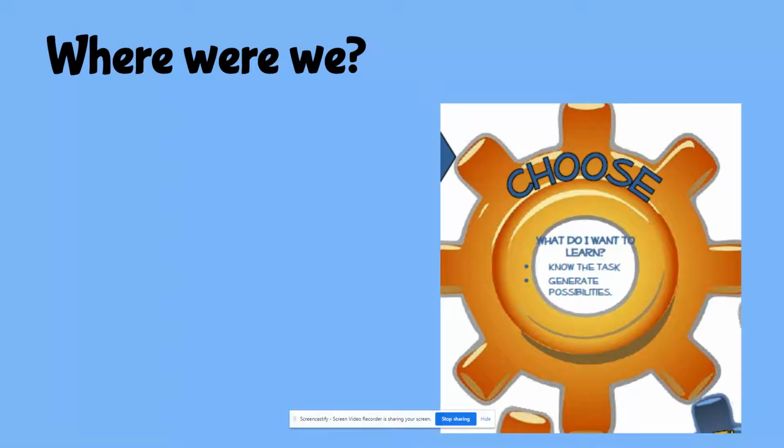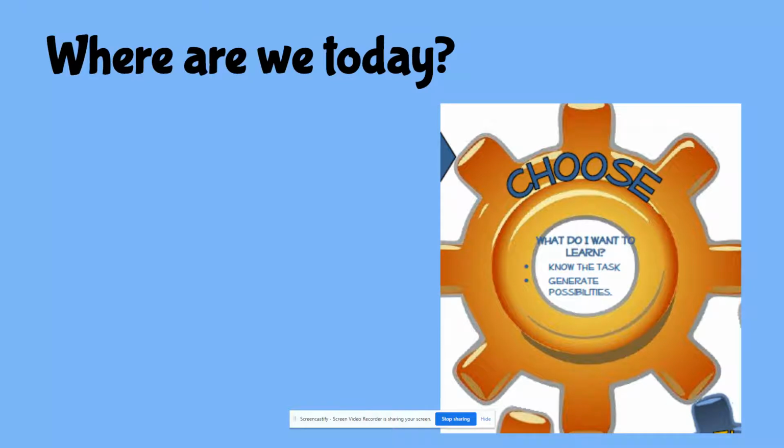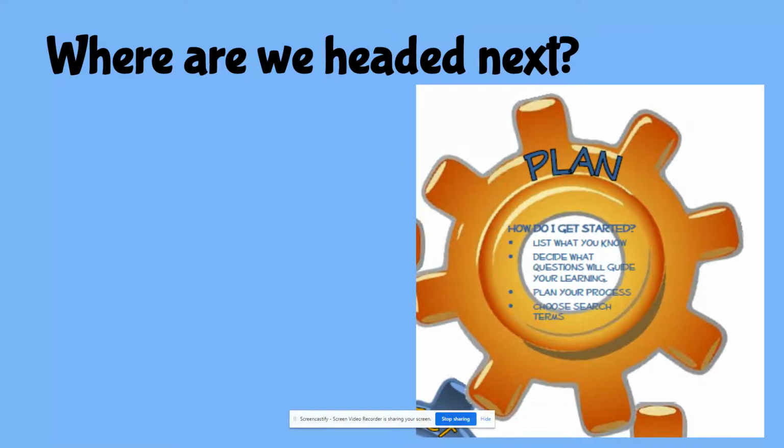So where were we? We were in our choose category. We were generating possibilities for our project with that nonfiction walk that we just did. But here's the thing, we are in that same place today, because today is where we're going to take that large number of possibilities and start working on whittling it down to one. So that's what we're doing today. Now, where are we going to head next? The next time we really focus on this, we're going to start writing level 1 questions for our topic. So that's kind of where we're headed next.